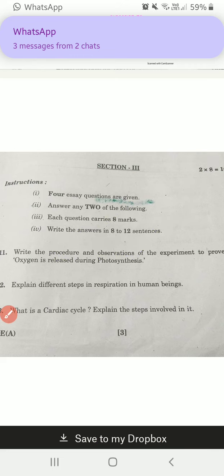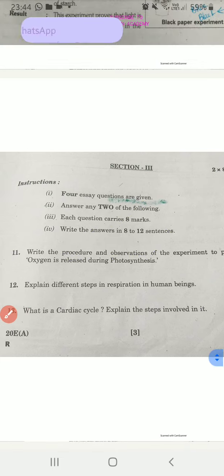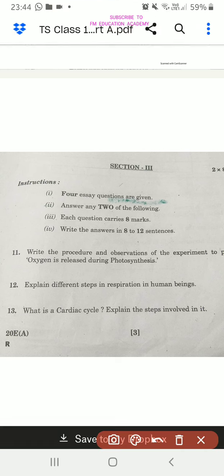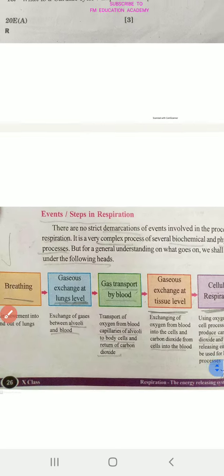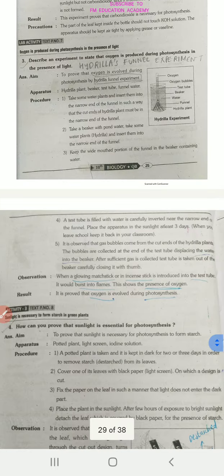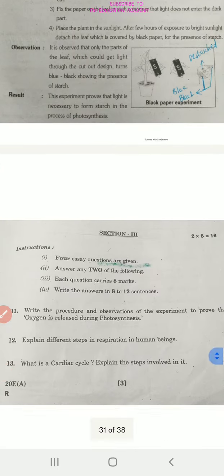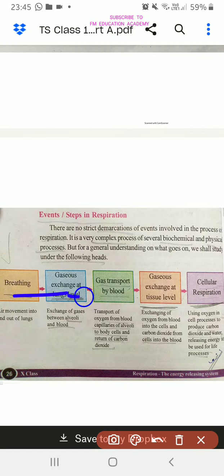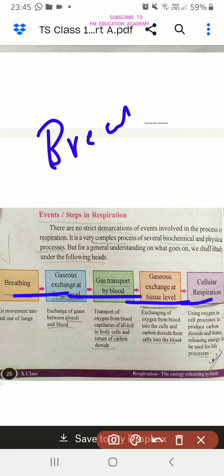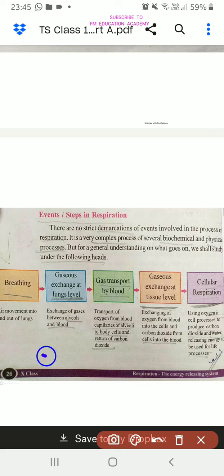Okay. Next 12th question is, explain different steps in respiration in human beings. So the answer for this is there, here. Since it is an 8-mark question, you should draw this, and after that you write separately: breathing, and then you write air movement into and out of the lungs below the breathing.